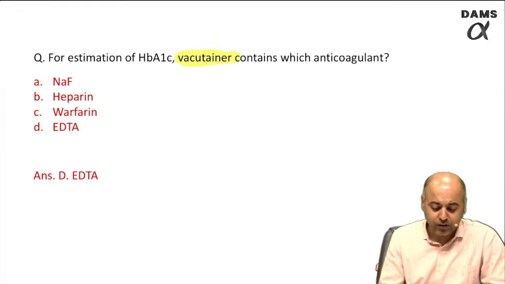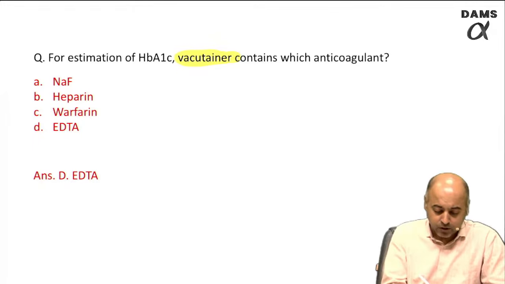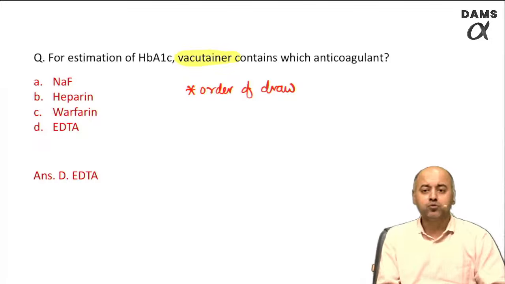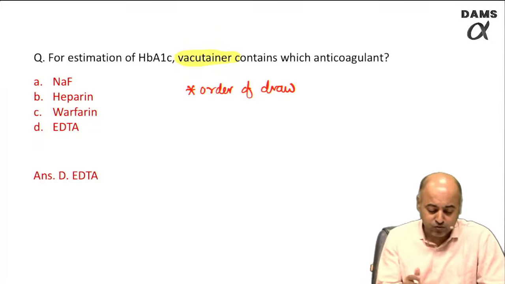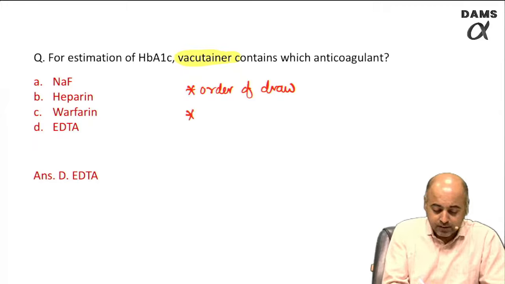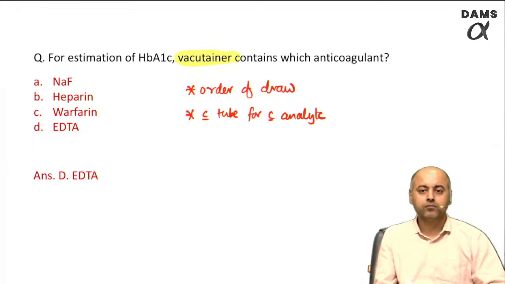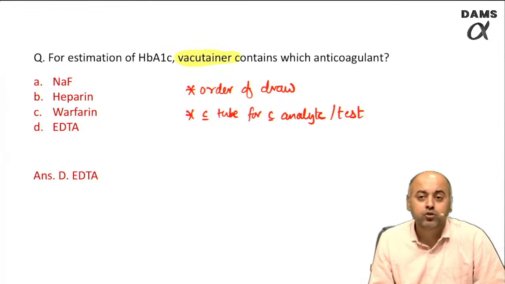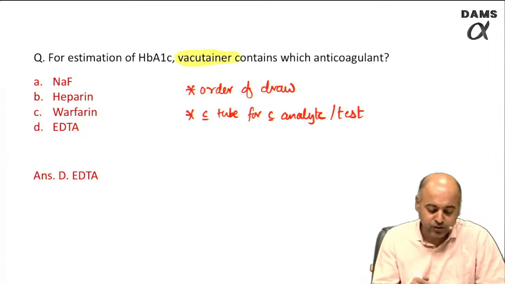Now when you talk about Vacutainers, you have to remember three things. One, first and foremost, is what is known as order of draw, means which tube to be used first, which tube to be used second, and so on and so forth. Second, which tube for which analyte, or rather you can say which tube for which test. So you should know which tube should be used for which test.